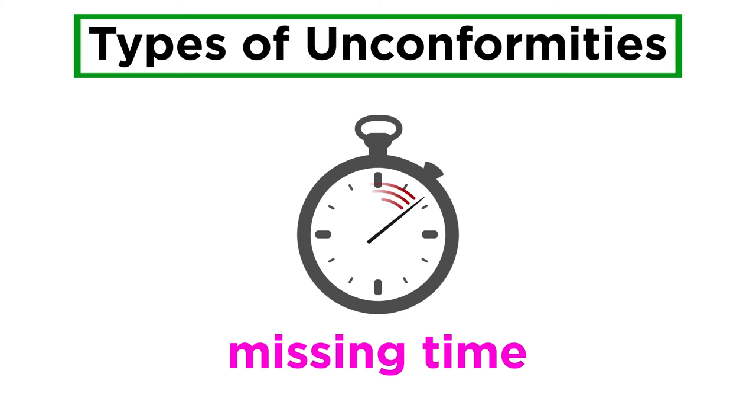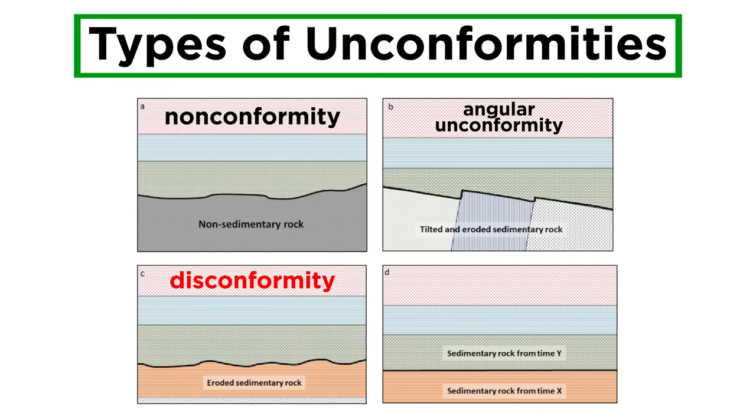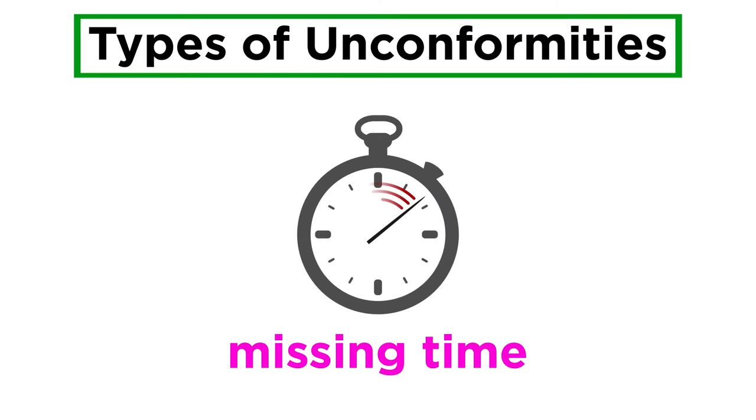Another useful concept for qualitatively dating rocks is that of missing time, or gaps in the rock record called unconformities. There are four types of unconformities: a nonconformity, an angular unconformity, a disconformity, and a paraconformity, all of which represent missing time. But what exactly is meant by missing time?